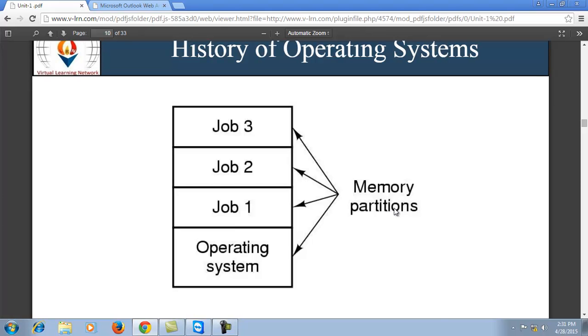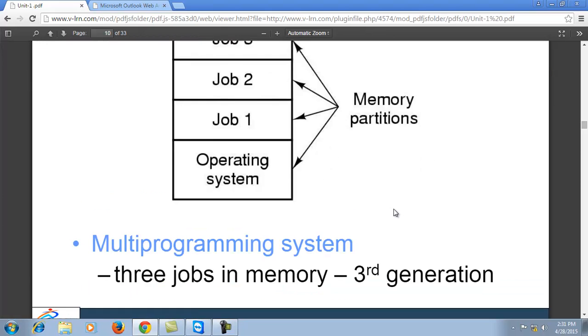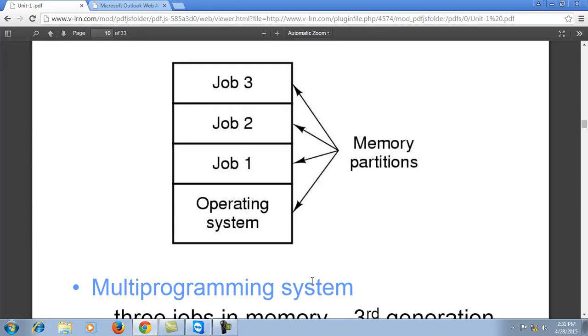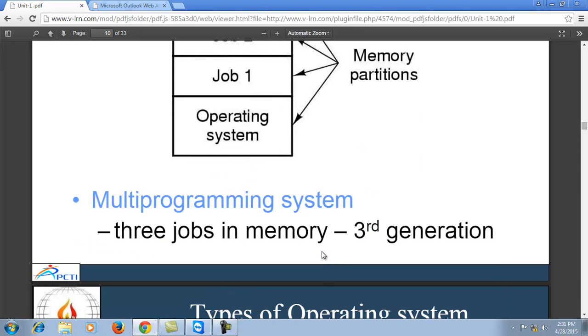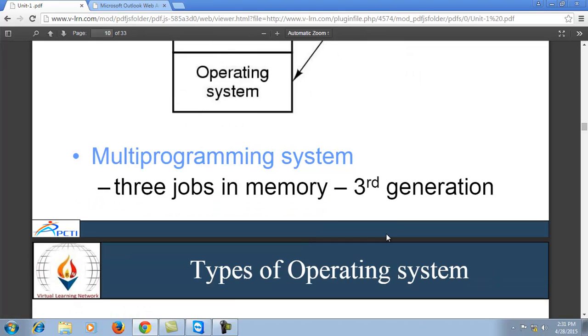Memory partition in the current operating system, or in previous years, was done on multiple disks. Like we have a 160 GB hard disk, we partition that disk into a number of blocks or drives: job 1, job 2, job 3. These jobs are stored in the drives, and a single operating system performs all the tasks on these jobs. This is a multi-programming system, which allows executing multiple tasks at the same time using a single operating system. There are 3 jobs in memory in the third generation, or it can be more.